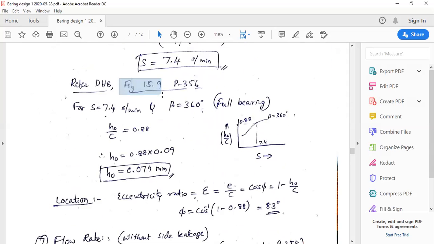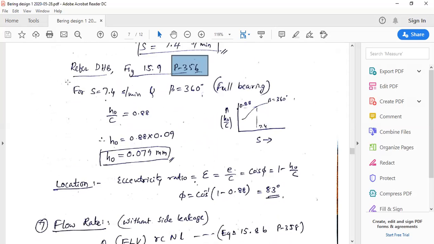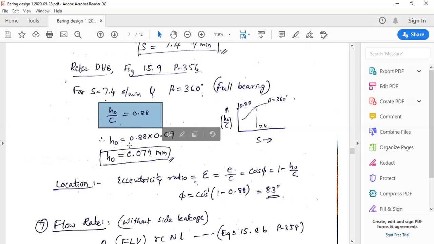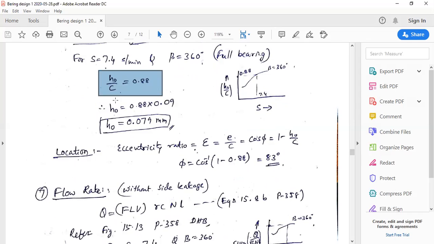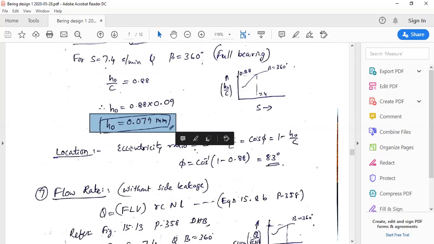We have to refer again to figure number 15.9, available on page number 356 of the data handbook. With the value of S 7.4 and assuming the bearing as a full bearing, that is beta equal to 360 degrees, we can get H naught by C. So for 7.4 and beta equal to 360 degrees, H naught by C is equal to 0.88. Using the C value, 0.09, H naught is 0.88 multiplied by C, so H naught obtained here is 0.079 mm.